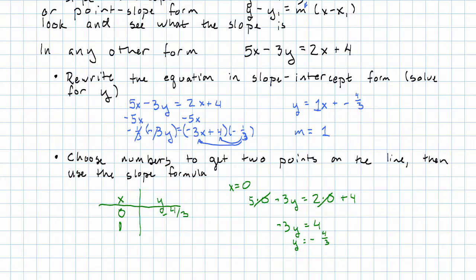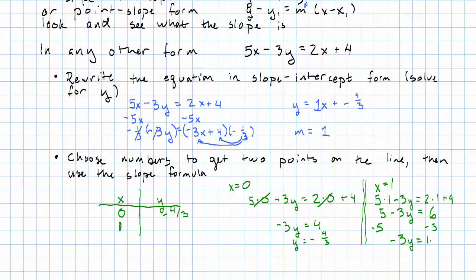Let's see, and now we're going to plug in x equals 1. We'll have 5 times 1 minus 3y equals 2 times 1 plus 4. So 5 minus 3y equals 2 times 1. That's 2 plus 4 is 6. Subtract 5 on both sides. Negative 3y is 1. So y is negative 1/3.